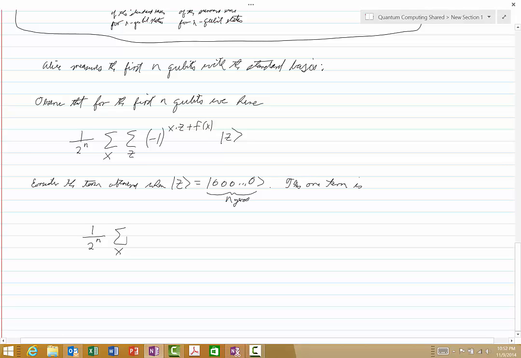Now, think about this. If z is all zeros, then x dot z must be 0, because remember, x dot z is going to be equal to the total number of positions in which x and z both have a 1. But z has no 1s in it, so x dot z is 0, and therefore this would just become (-1) raised to the f of x power. So we have (-1) to the f of x power, and then for z we have |0⟩, where that's understood to be n zeros now.